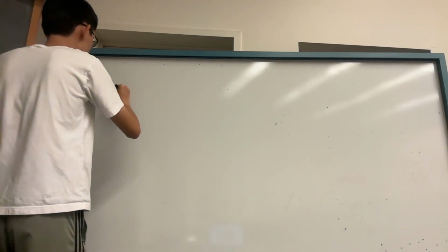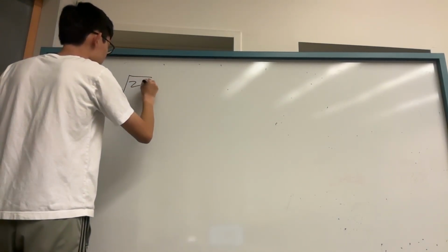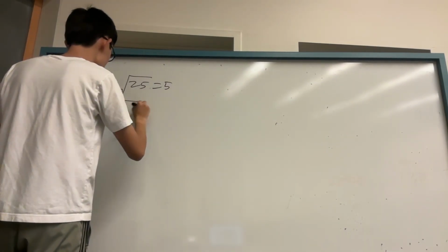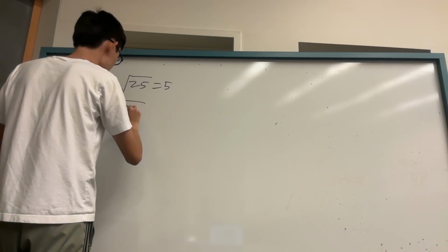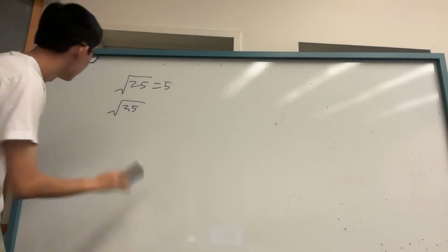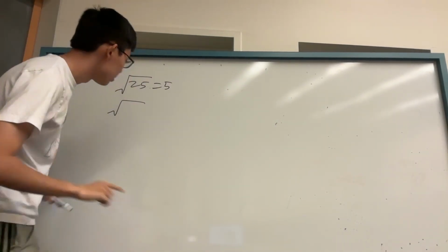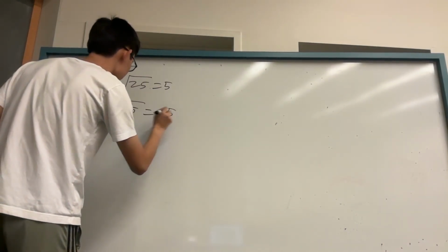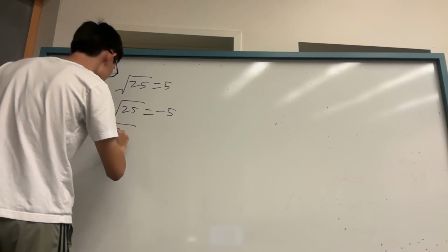Okay, our final math question is: the square root of 25 equals positive 5, or negative 5, or both?